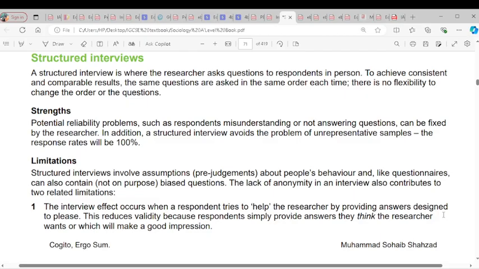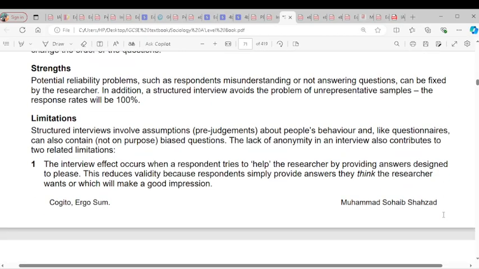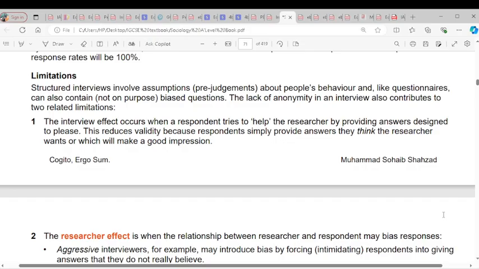In addition, the structured interview avoids the problem of unrepresentative samples. The response rates will be 100%. You cannot talk about unrepresentative here because the researcher is present where the respondents are. So if I'm intending to give you the questionnaire, you won't be able to give it to someone else because I'm present, I'm there with you. It becomes difficult for you to give it to someone else, except if I permit you to do that. If not, then you cannot. Is it clear?